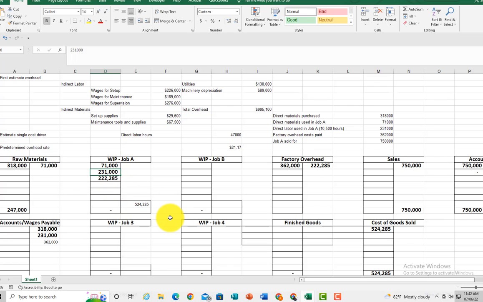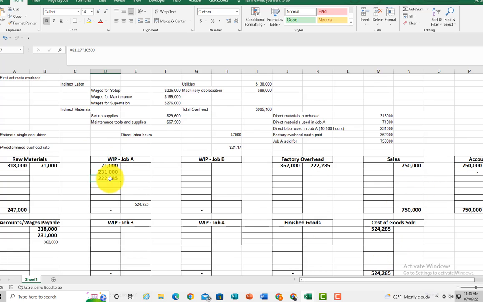Now we're going to allocate our overhead. We know that it's allocated using direct labor hours, and we used 10,500 hours on this job. This may be early in the year, it may be a monthly allocation, or it may just have been when we finish the job. So we're going to take the 47,021.17 times 10,500, debit work in process, credit factory overhead. We've got other factory overhead costs that were paid, or this shows that they're still owed. Technically, if it was paid, it would be a credit to cash, but to simplify things, we'll just put it in accounts payable.